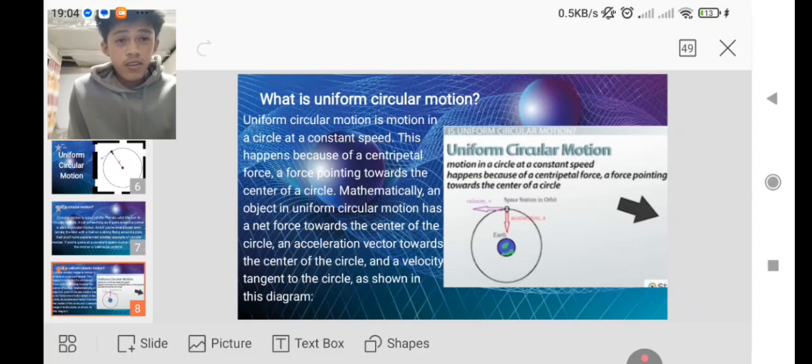So uniform circular motion is a constant speed in a circle. This happens because of centripetal force, a force pointing toward the center of a circle. Mathematically, an object in uniform circular motion has a net force toward the center of the circle, an acceleration vector toward the center of the circle, and velocity tangent to the circle, as shown in the diagram below.